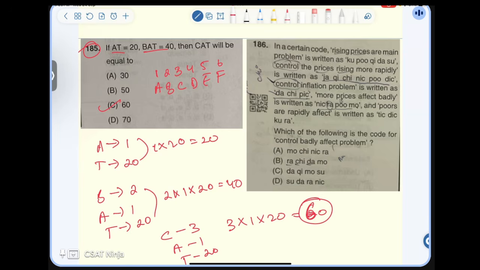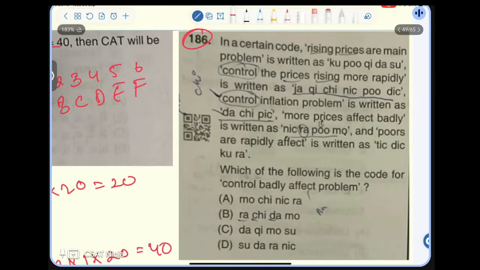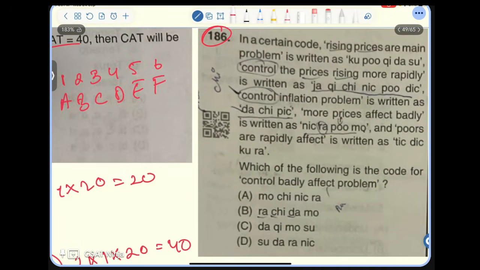Oh, we have a Chinese coding here. Let's try this. Whenever you see Chinese coding, one thing I'll suggest is you look at the question first: what is asked? So in this question, what is asked here? Which of the following is the code for "control badly affect problem"?